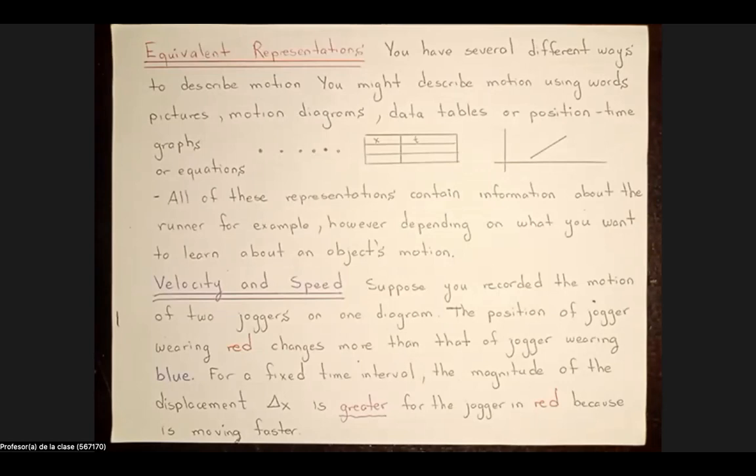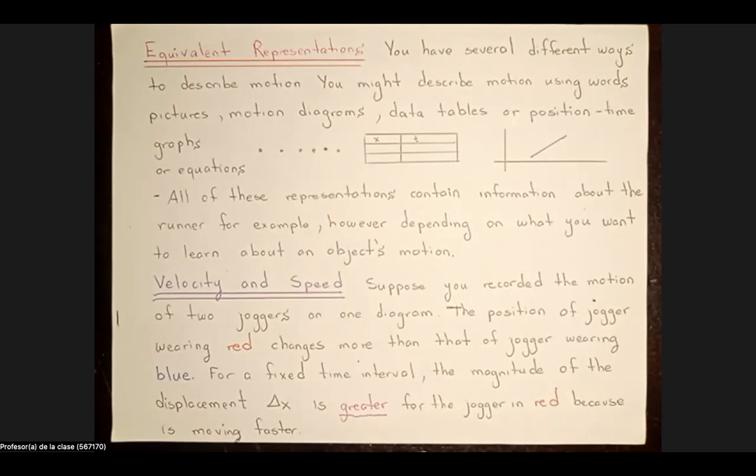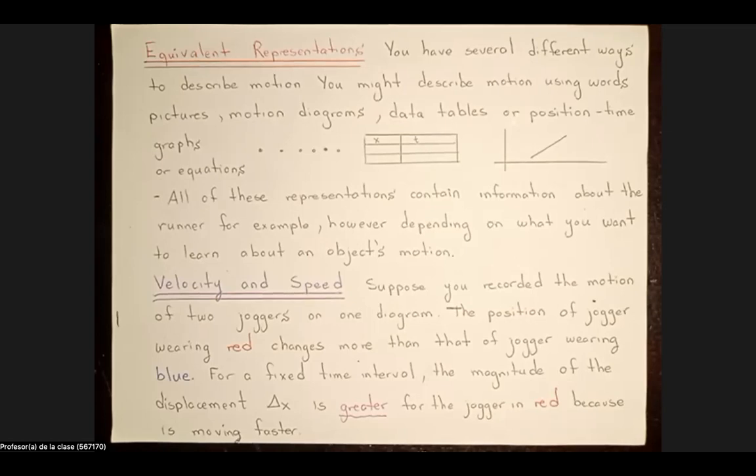But suppose you recorded the motion of two joggers on one diagram. The position of the jogger wearing red changes more than the jogger wearing blue. For a fixed time interval, the magnitude of the displacement, that will be delta x, is greater for the jogger in red because it's moving faster.